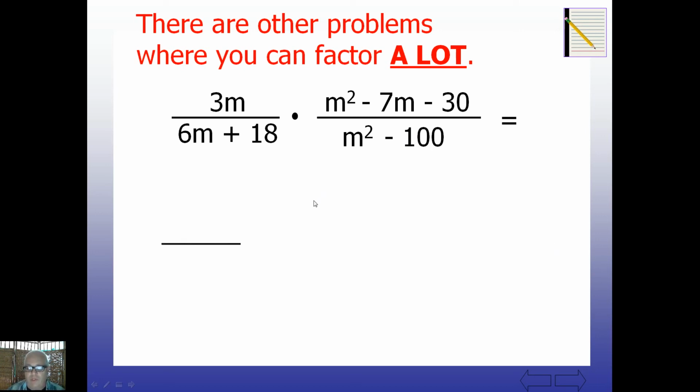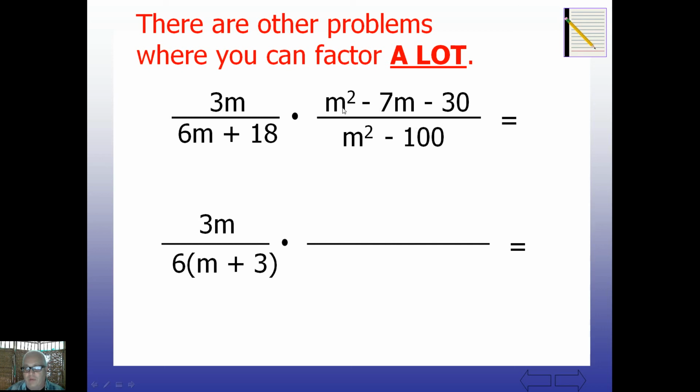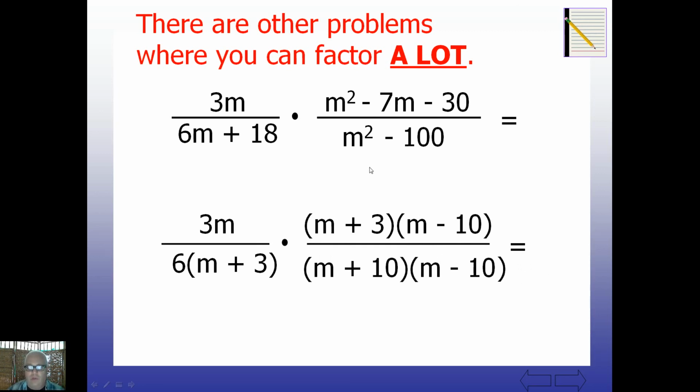What I'm going to do first here is start factoring. So maybe I start over here on this side. Can't do much with 3m, but what about 6m plus 18? Can I factor a 6 out? I think so. What about top and bottom here? Well, this is an easy x. We can do that. We know how to do those already. And this is a difference of squares. So when you look at this, don't get overwhelmed by the expression initially. Just take it one piece at a time and break it down.